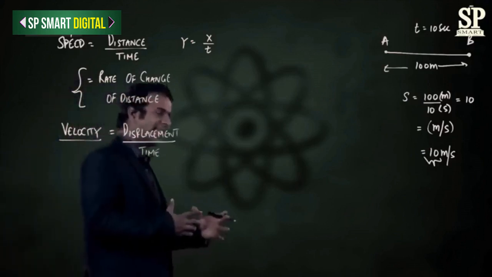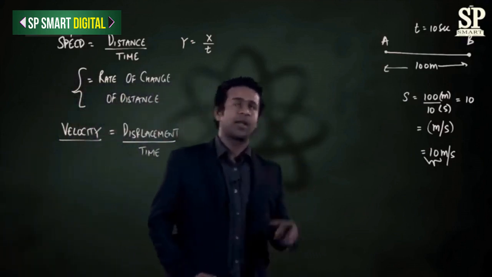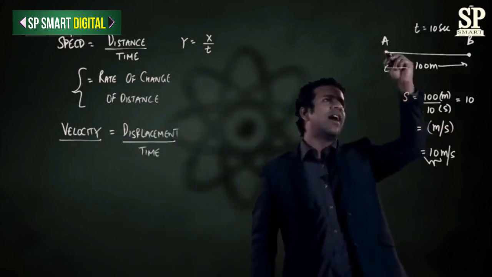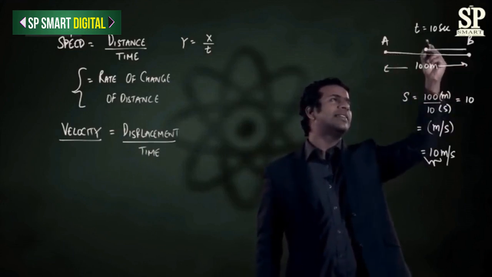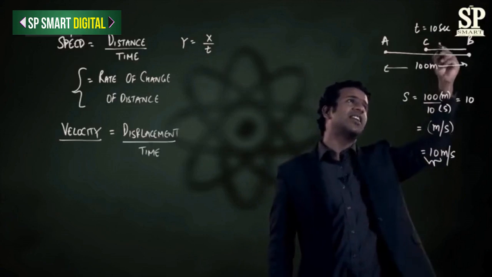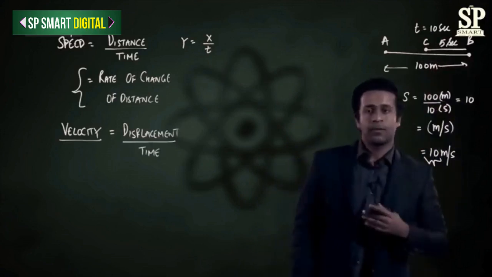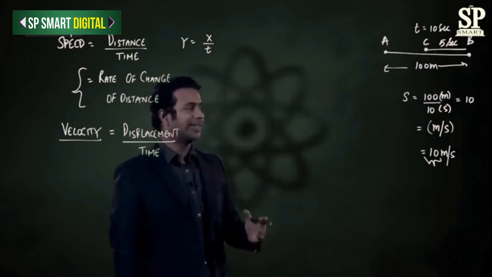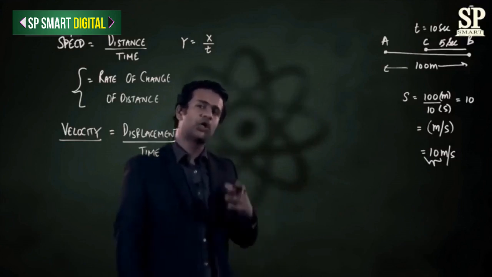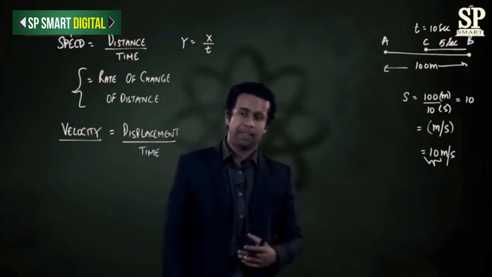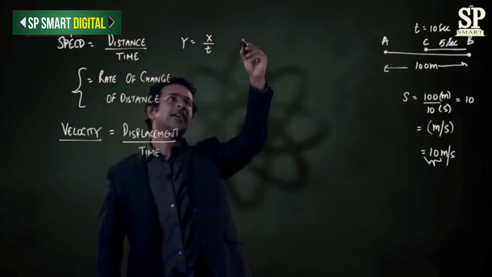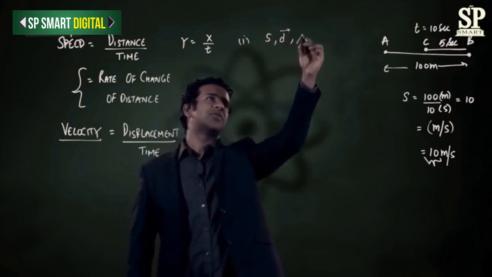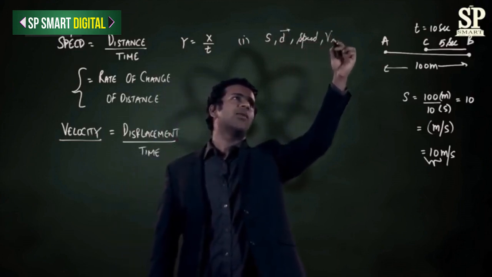Now, let's take an example to understand this better. Let's say, extending this case, it is given that the particle after reaching B comes back to point C and it takes an additional 5 seconds. So, the problem now is that a particle goes from point A to B, then comes back to C, and it takes a total time of 15 seconds. Let's find everything: the distance, the displacement, the speed, and velocity.